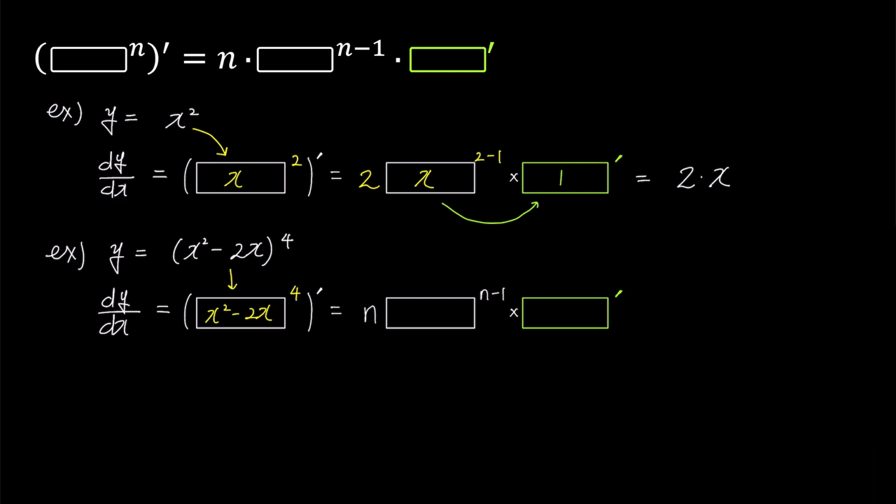In the differentiated result on the right side, the exponent, which was 4, moves to the front and becomes 4. Inside the box, we still have x squared minus 2x, and the exponent of the box decreases by 1, becoming 4 minus 1. Now, for the final given box prime, we substitute the differentiated term of the previous box, which is 2x minus 2. Therefore, the answer is 4 times (x squared minus 2x) to the power of 3 times (2x minus 2).